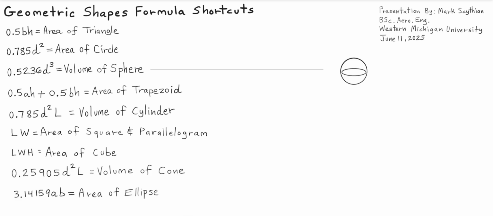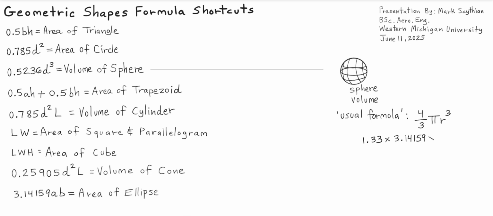So now we move on to the volume of a sphere, and typically the volume of a sphere is equal to 4/3 pi r cubed. But we could convert the 4/3 into 1.33, multiply this times pi, 3.14159, and then convert our radius into just d divided by 2. So radius cubed is d divided by 2 as a quantity cubed. So then we get d cubed over 8.